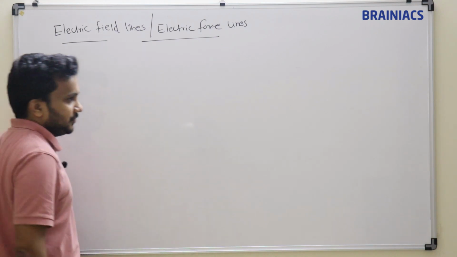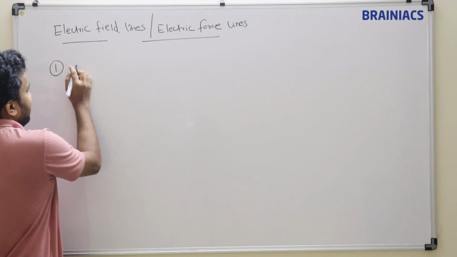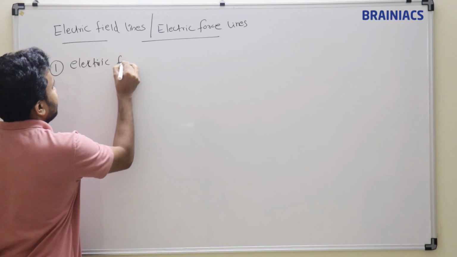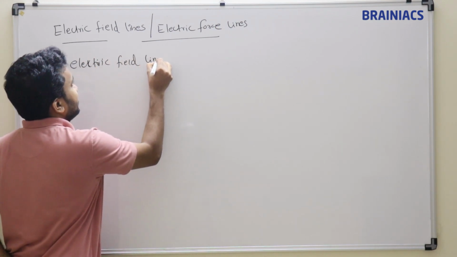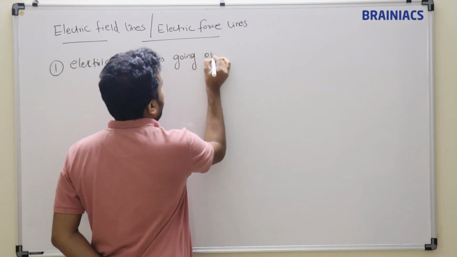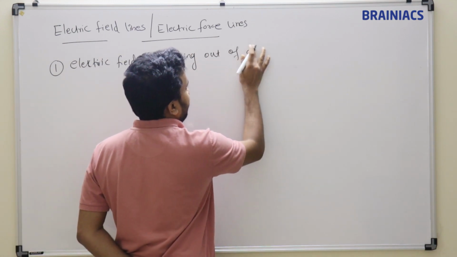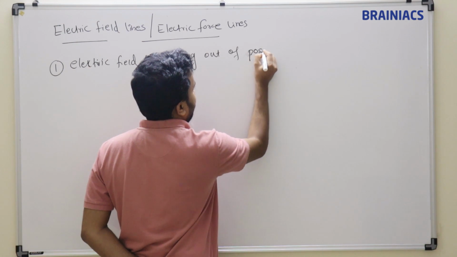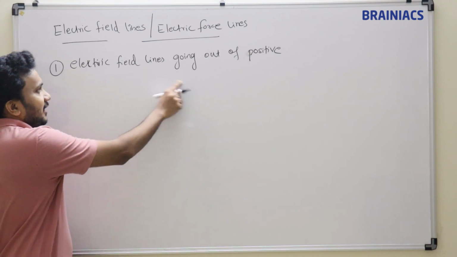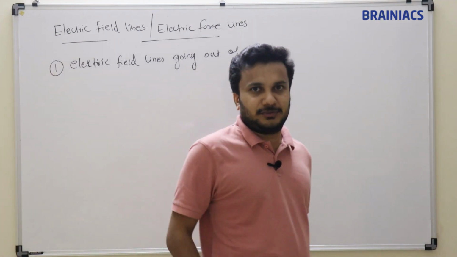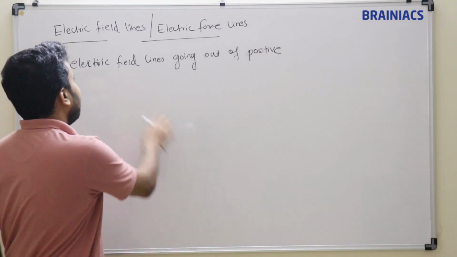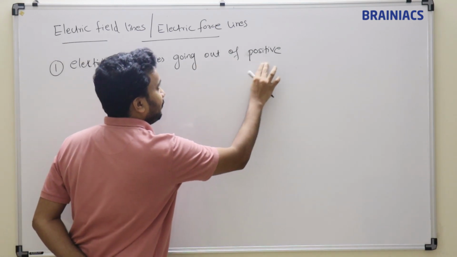Number 1: electric field lines go out of a positive charge. In simple words, more than one charge is possible, so I am not writing 'out of A'. Electric field lines are going out of positive charges. Different textbooks represent this with different sentences, but the concept is the same.